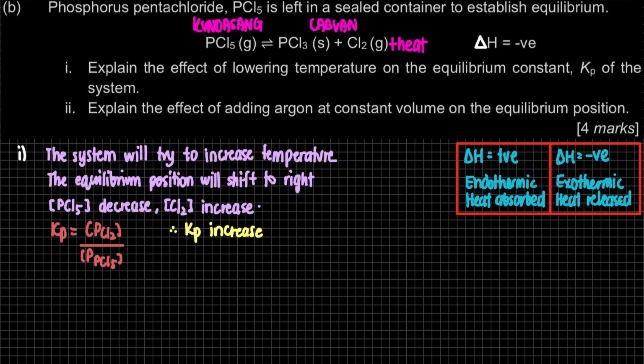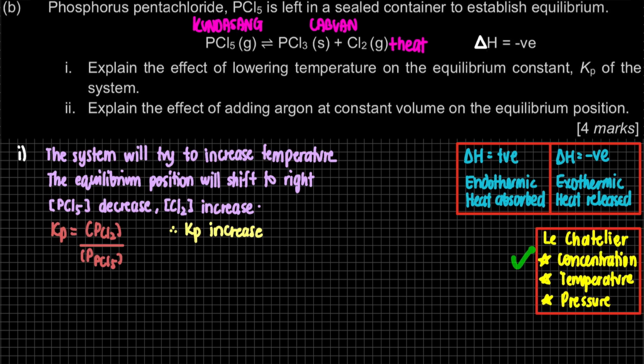Okay, question 2: explain the effect of adding argon at constant volume on the equilibrium position. Again, for Le Chatelier, we have 3 main factors, which are concentration, temperature and pressure. But the question here mentioned adding argon. Argon is an inert gas. In Le Chatelier, we also talk about the inert gas. So for the inert gas here, we have 2 cases: either constant pressure or constant volume.